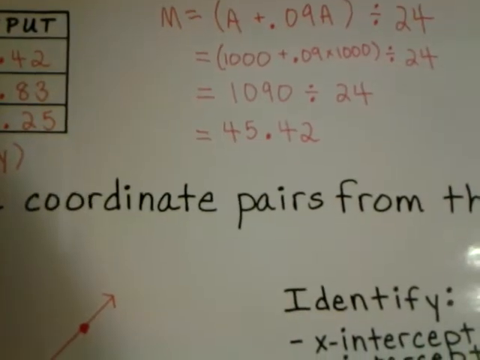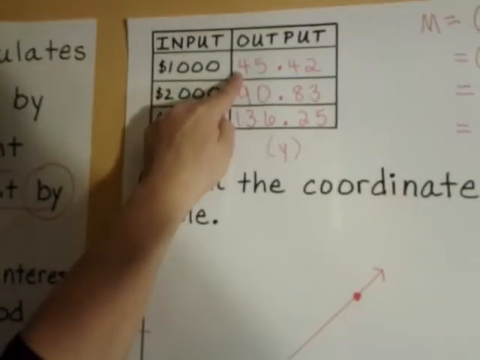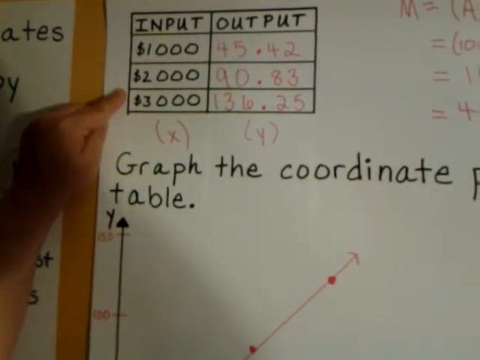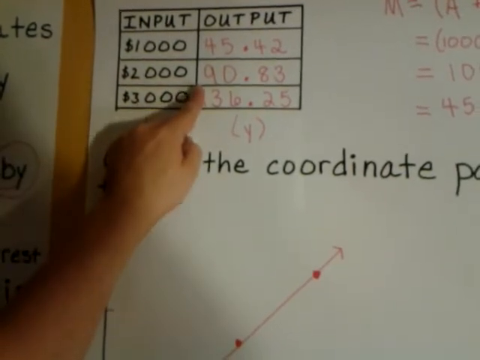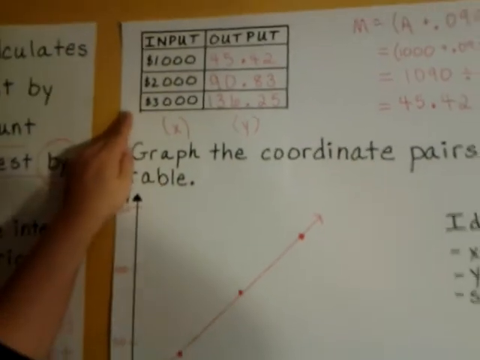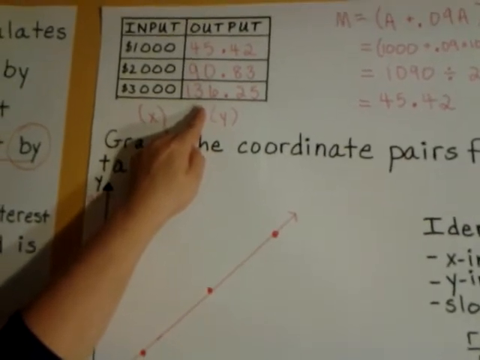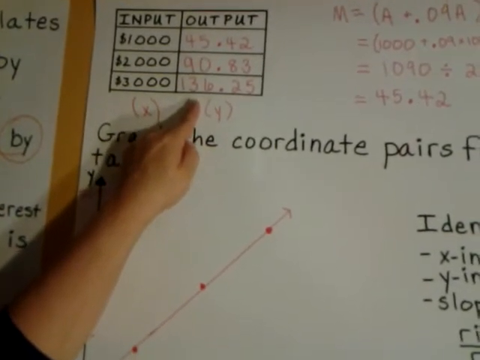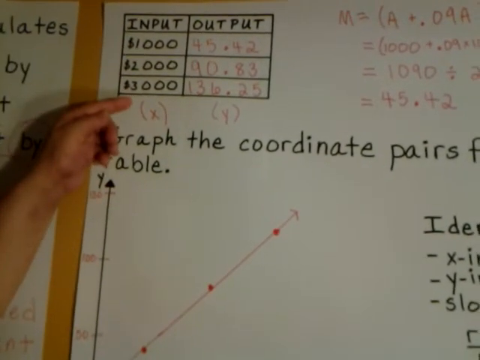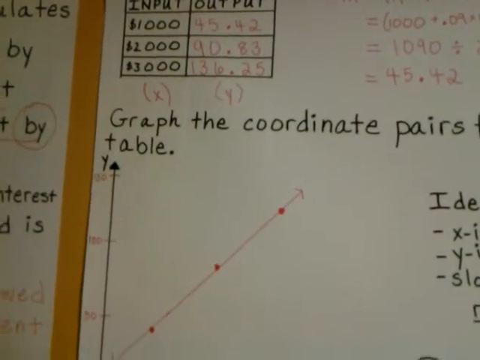And so if the amount borrowed is $1,000, we see the monthly payment will be $45.42. If the amount borrowed is $2,000, we see the monthly payment is twice that, $90.83. If the amount borrowed is $3,000, we see the monthly payment is $136.25. As the amount borrowed increases, the monthly payment also increases. This is an example of a linear relationship.